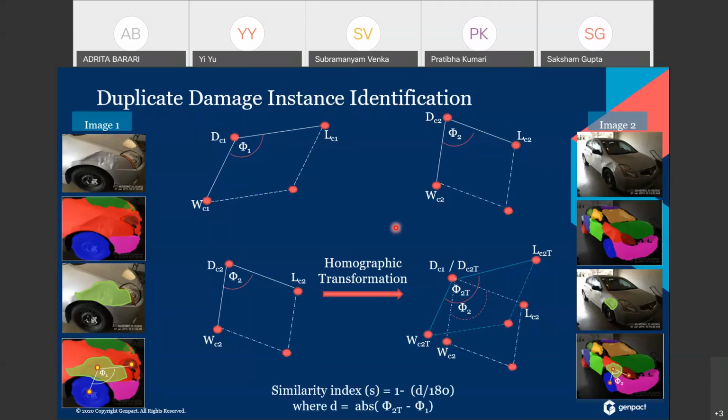The angular difference is denoted by the absolute value of the difference of these two angles, and it is denoted by D. And this is how we devise our similarity index. Now, the similarity index is an indicator of the resemblance of these two damage instances. So, if my similarity index is high, I can ascertain with greater confidence that these two damage instances are in fact the same damage instance.